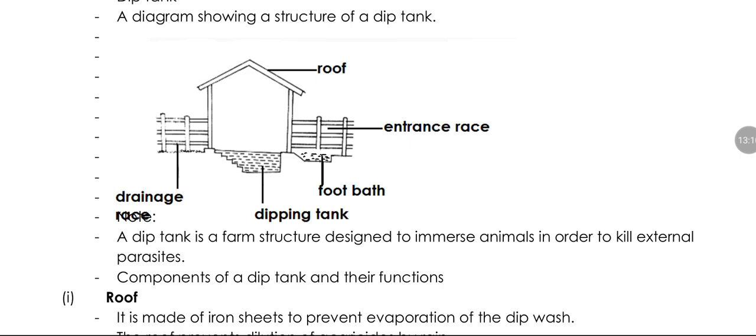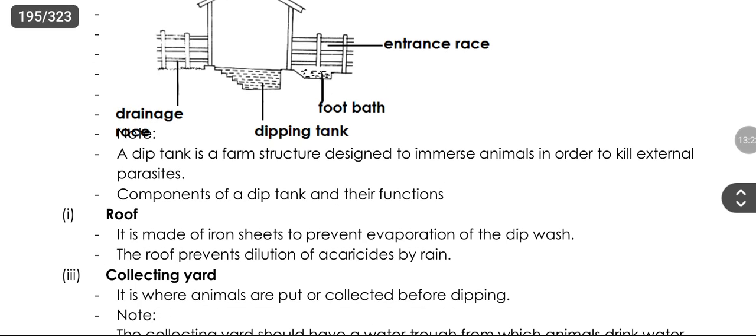A dip tank is a farm structure designed to immerse animals in order to kill the external parasites. Components of a dip tank and their functions. So we are talking about the dip tank in detail. The roof. It is made up of iron sheets to prevent evaporation of the dip wash. So dip wash is the water we use for dipping. They put iron sheets so that the sun does not hit the dip wash, or what we call the chemicals, to prevent them from evaporation.